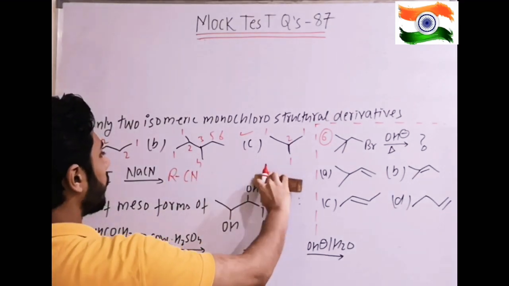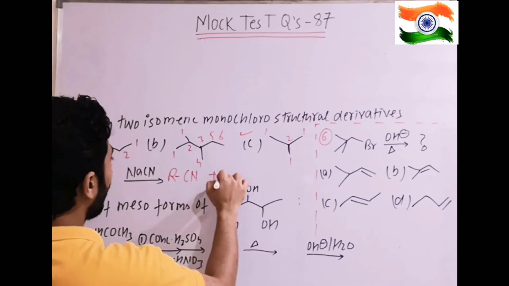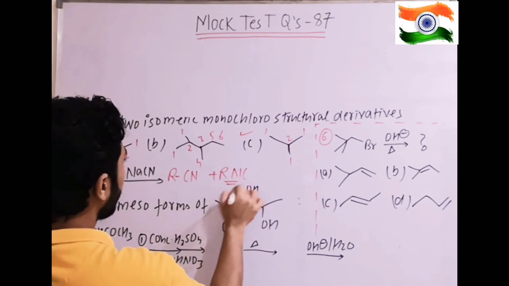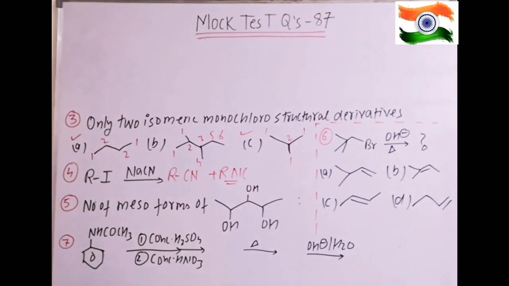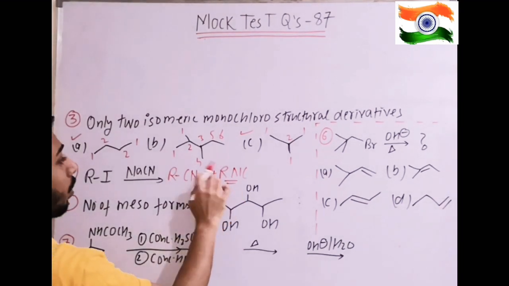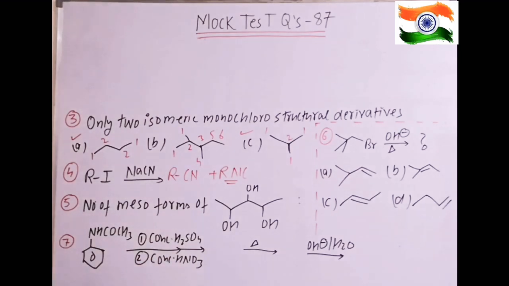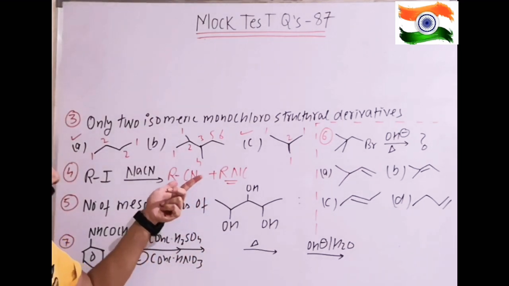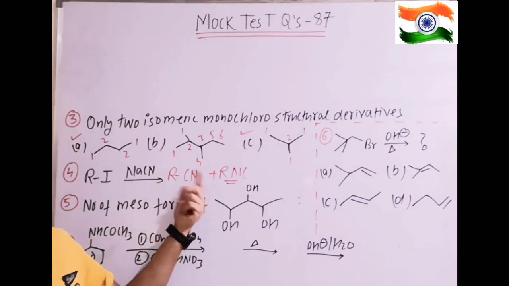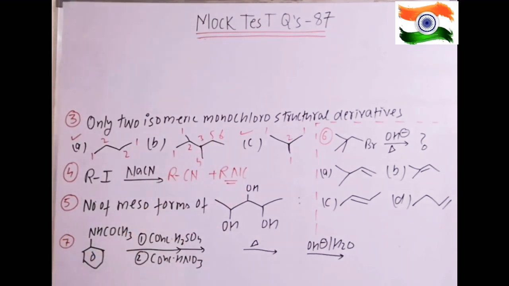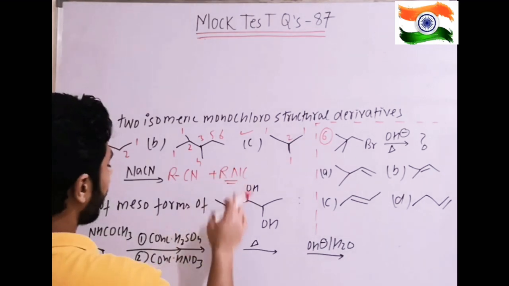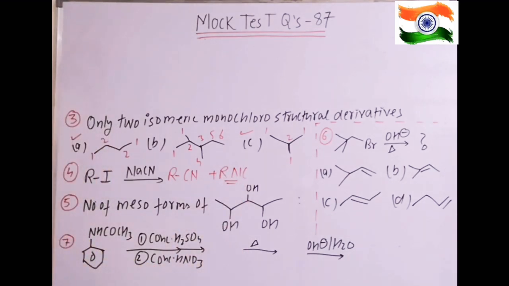Minor product possibility is RNC formation. Why? Because it is an ambidentate or ambident nucleophile. That is why it is also formed, but it is not counted. Because major products are counted, but when they are asking, then we can say major is alkyl cyanide and minor will be isocyanide. And the reason is that it is an ambident nucleophile.